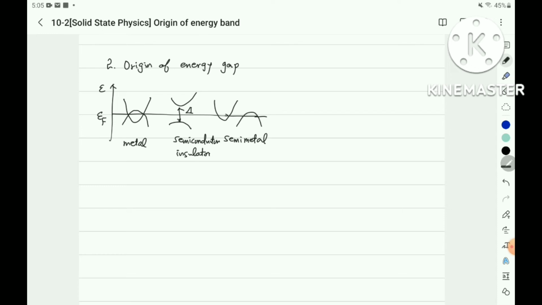Then what are a semiconductor and an insulator? If the energy band gap is lower than the thermal fluctuation energy, it is a semiconductor. The thermal activation energy can overcome the energy band gap. But if the energy band gap is large compared to the thermal excitation energy, then it is an insulator.